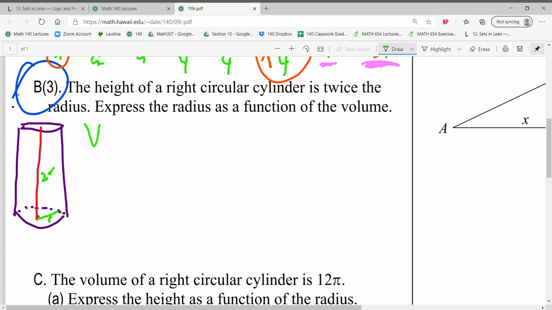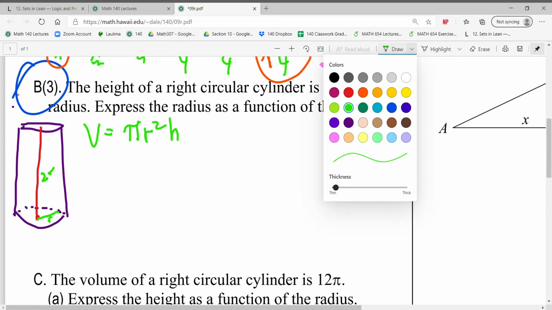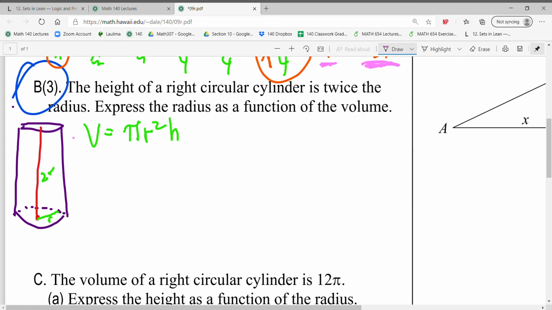The volume of a cylinder is basically like a bunch of circles stacked on top of each other. So it's the area of the bottom circle, pi r squared, times the height, because that's how many circles we're stacking on top of each other. If you ever forget, you can just look it up. So that's the equation for the volume of a cylinder.